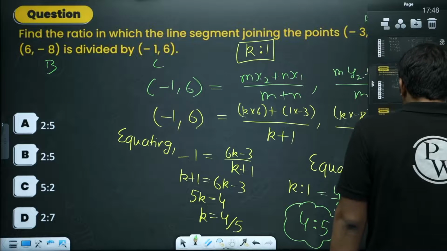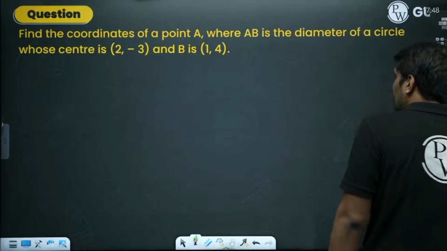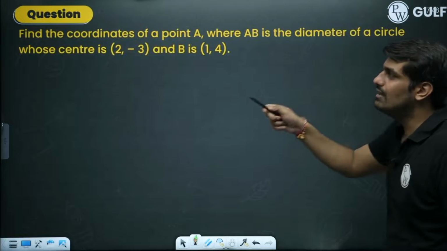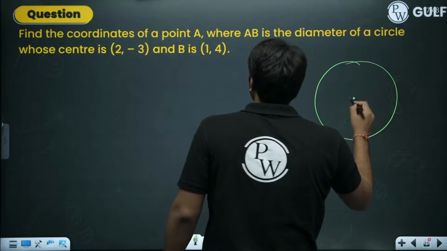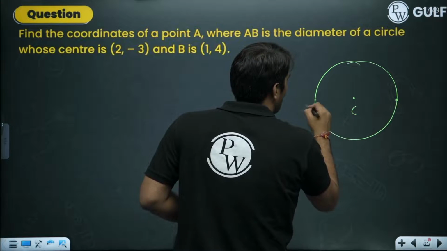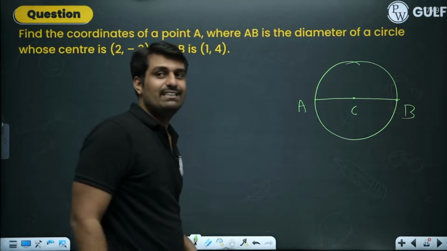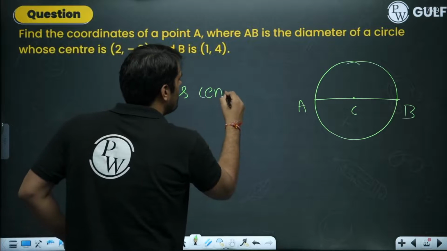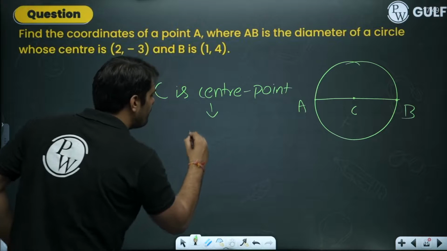Among this, one final question which I'll be giving to you. You have to solve it for me. The question will be this one. Find the coordinates of a point A where AB is the diameter of a circle whose center is given. So this is a circle. The center is given to you, and B is the point. So B is the point, the center is given, A is the one which we need to find. B we have. So what will be the relation between A, B and C? The relation will be that C is the center point. You have the center point. That means you can use the midpoint formula.